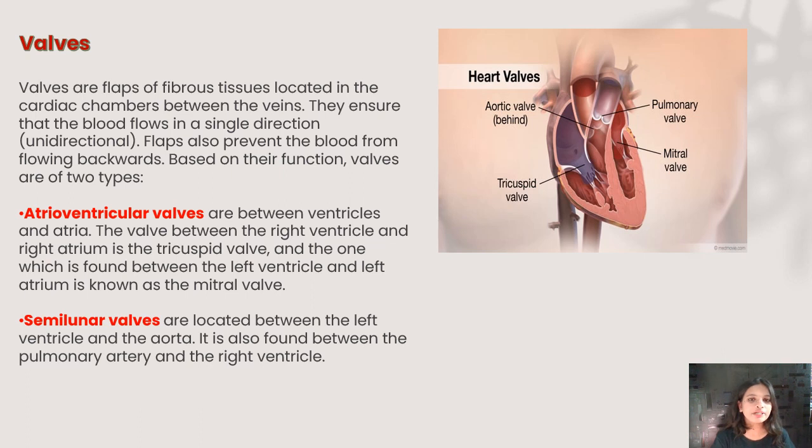Atrioventricular valves are between ventricles and atria. The valve between the right ventricle and the right atrium is the tricuspid valve, and the one which is found between the left ventricle and left atrium is known as the mitral valve. Semilunar valves are located between the left ventricle and the aorta. It is also found between the pulmonary artery and the right ventricle.